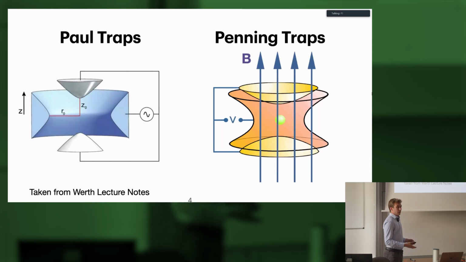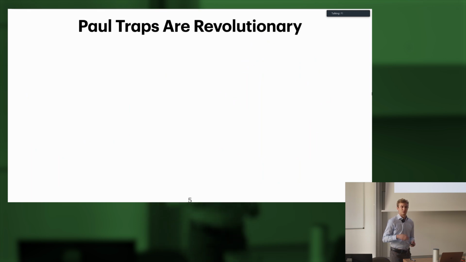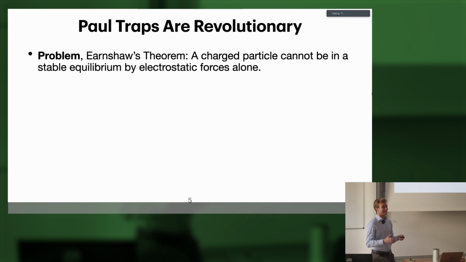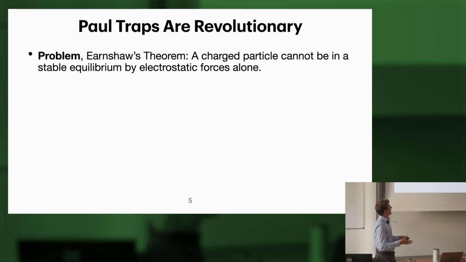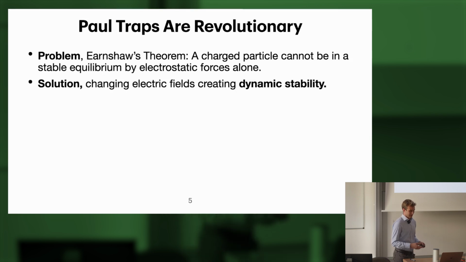And Paul traps are actually quite revolutionary. They are not a simple lab setup that some sort of plasma physicist or ion physicist uses. They are solving one of the most fundamental problems of electrostatics. Maybe you have seen this problem in introductory electrodynamics, but a charged particle cannot be in a stable equilibrium just by electrostatic forces alone. So Wolfgang Paul solved this by changing the electric fields and creating some sort of dynamic stability. Well, how does this dynamic stability work?